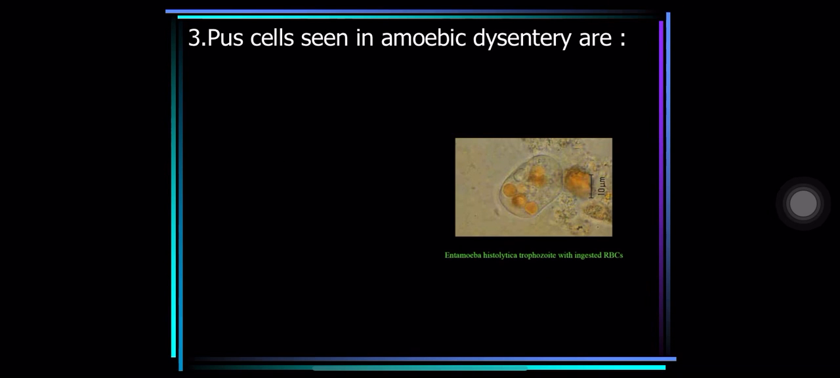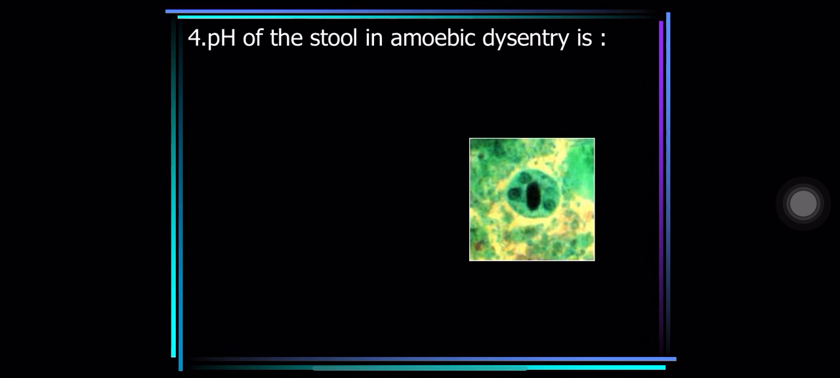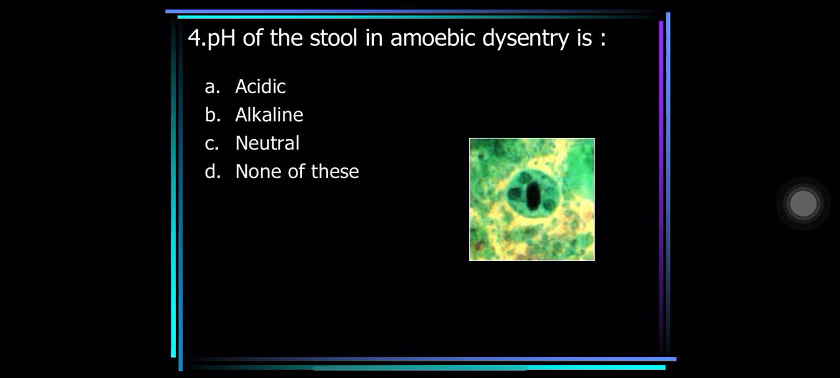Question 3. Pus cells seen in amoebic dysentery are numerous, scanty, or moderate? The pus cells in amoebic dysentery are scanty, while in bacillary dysentery they are plenty. Question 4. pH of the stool in amoebic dysentery is acidic, alkaline, neutral, or none of these? The correct option here is acidic.